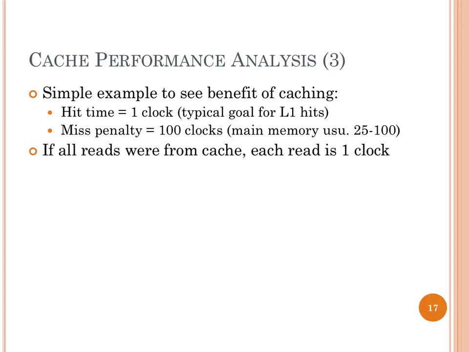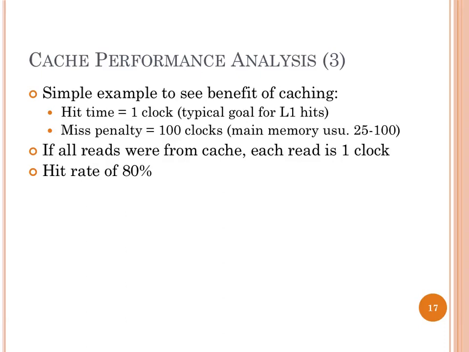Okay, so if we had all reads from the cache, we'd have 1 clock. Now we know that's not going to happen because we have compulsory misses where we have to get data into the cache. That's why we don't like to measure performance right away. We like to let it reach a steady state. But let's say we had a hit rate of 80%. How would we calculate this?